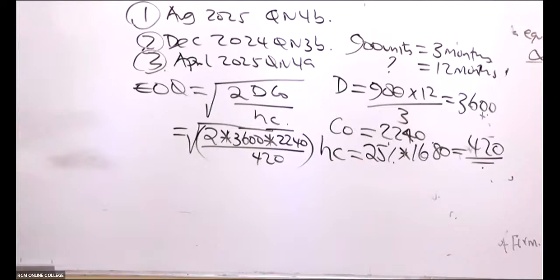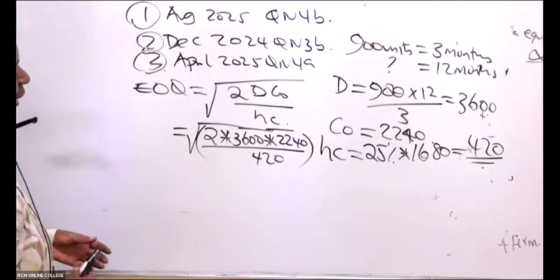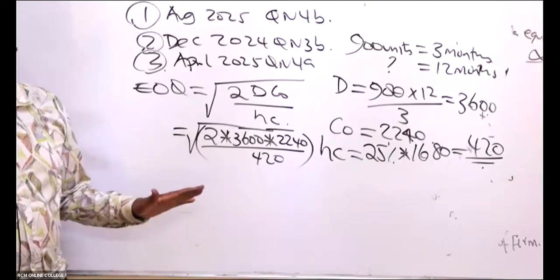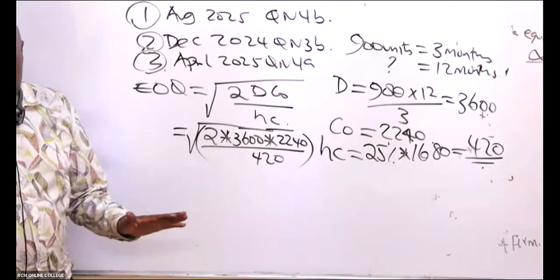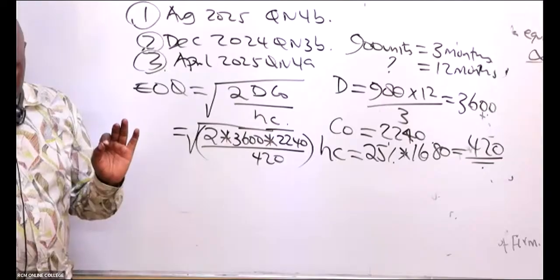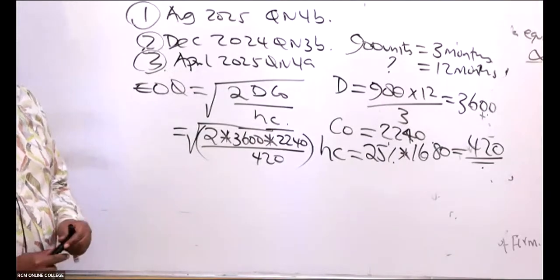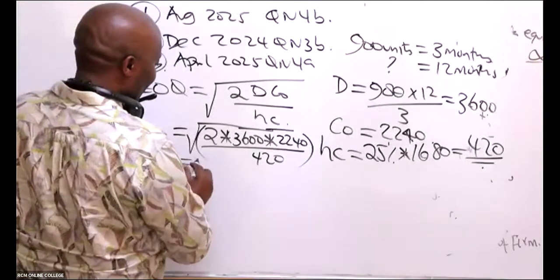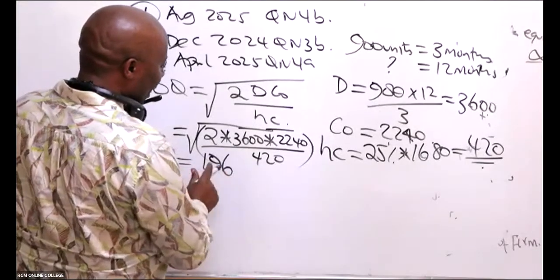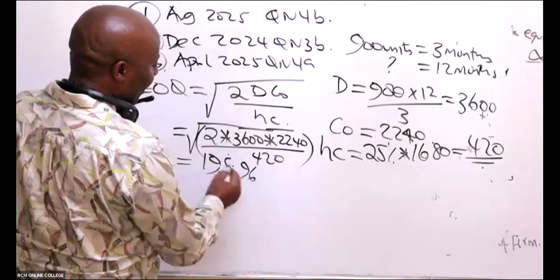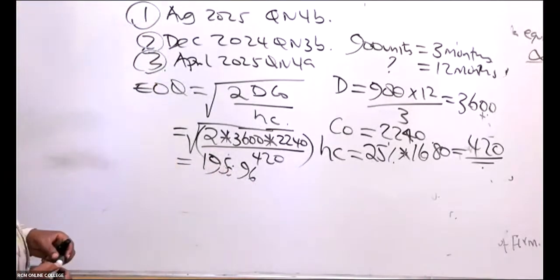So then please get your calculator. Say 2 times 3600 times 2240 divided by 420. Whatever answer you get. So what is the final answer? 195.96. So those are units.